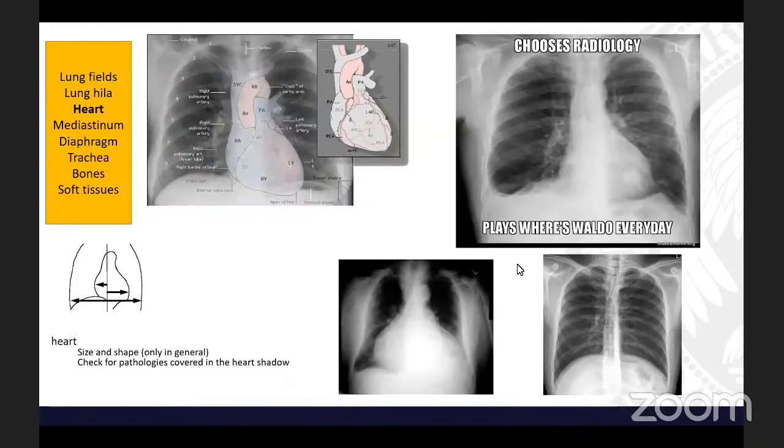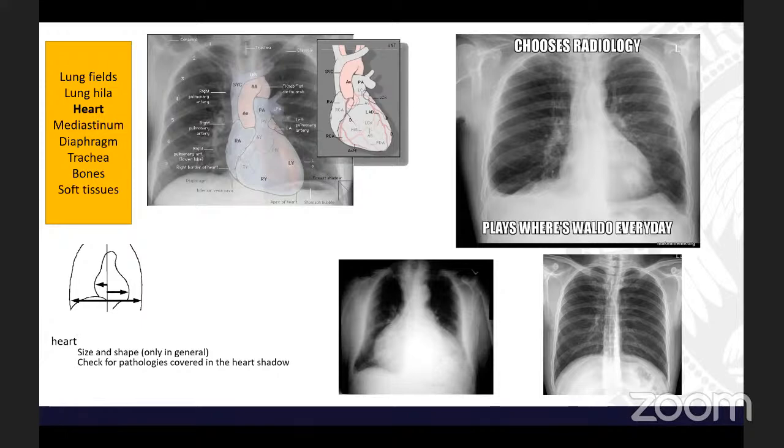Okay, then heart. Be careful about the heart. The size of the heart is not important, and I can sign this statement anytime you want, because when you check radiological textbooks, there are a lot of ways to distinguish valve problems, like aortic valve stenosis and so on, on chest X-ray, how the shape of the heart is different in this valve pathology and so on.